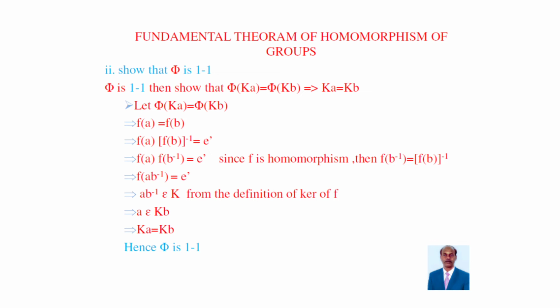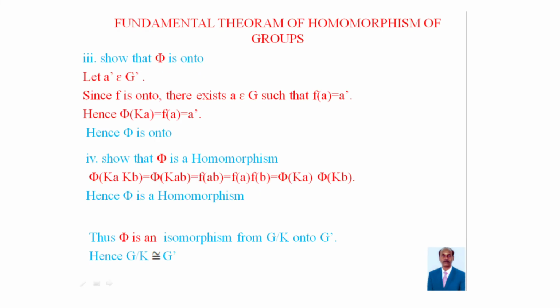So now we want to check that pi is onto. Let a' belong to G'. Since f is onto, there exists a belonging to G such that f of a equal to a'. Hence pi of Ka equal to f of a equal to a'. That means every element in the codomain, say a' belonging to G', has a pre-image in the quotient group of G modulo K.